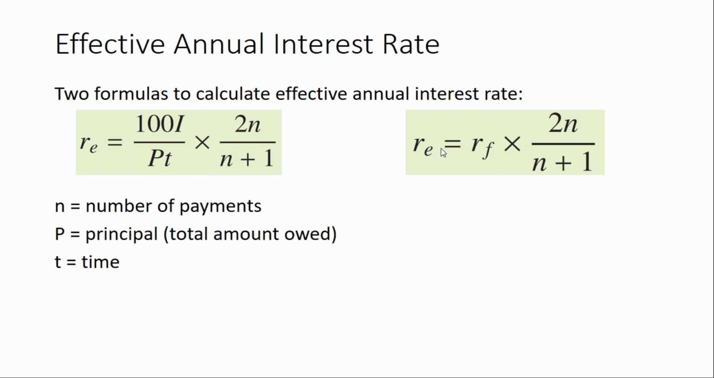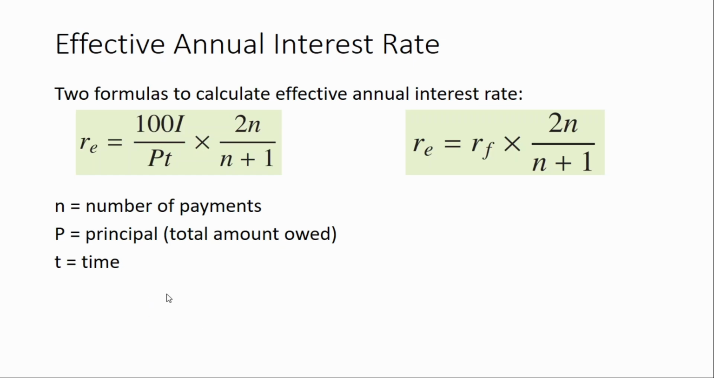And a second formula is once again the effective annual interest rate equals RF, so you need the formula from before as well, times 2n over n plus 1. And in reality, this second formula will be used more often because we often calculate the RF value first. So once again, make sure you've got these two formulas down into your books.